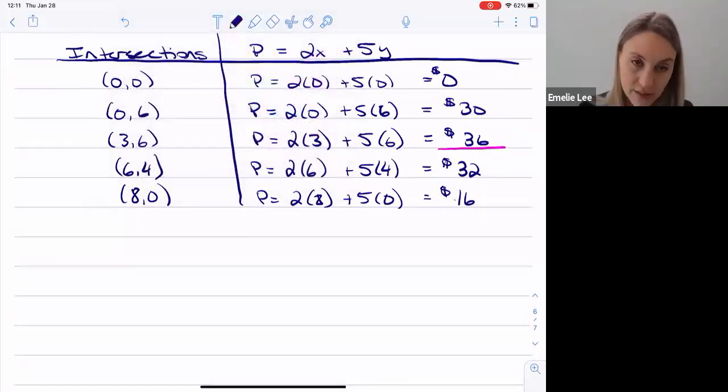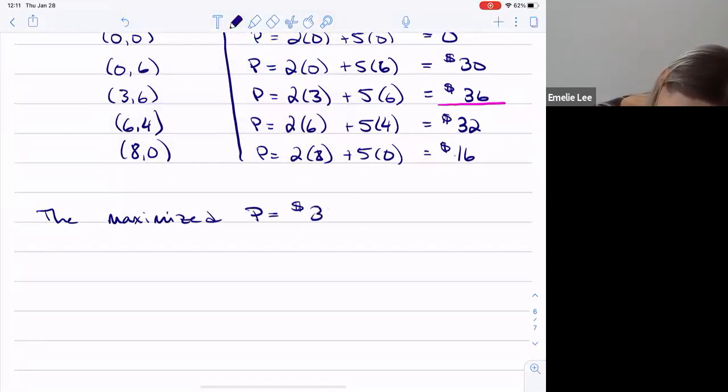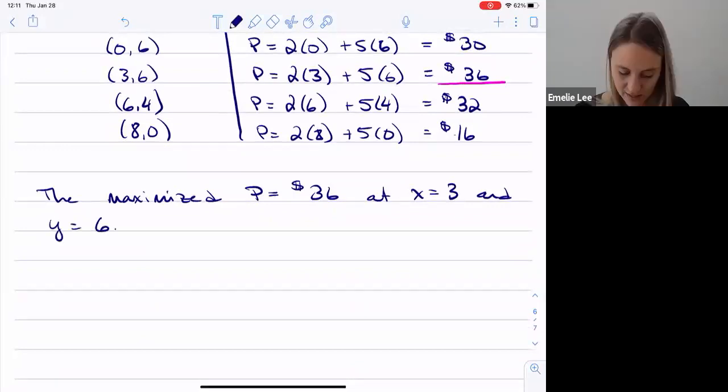So I write a little concluding statement, of course. The maximized profit, the maximized P is equal to 36 at X equals 3 and, hey, weird, Y equals 6. That is coincidence. 36, 3 and 6, pure coincidence.